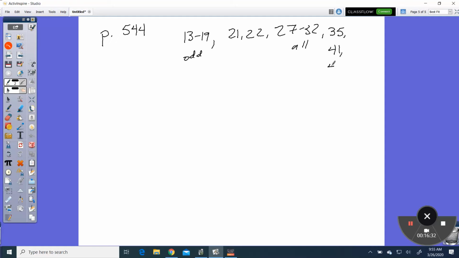Oh, just a quick thought. The problems for this section, page 540, that actually starts on 544. 13 through 19 odd, 21, 22, 27 through 32 all, 35, 41, 43, 47, 53, 54, and 57. So that's the problems for that section.